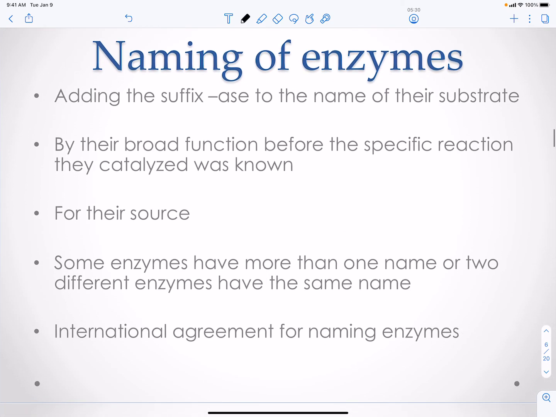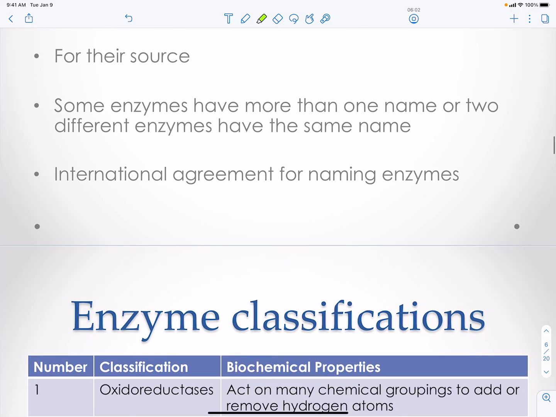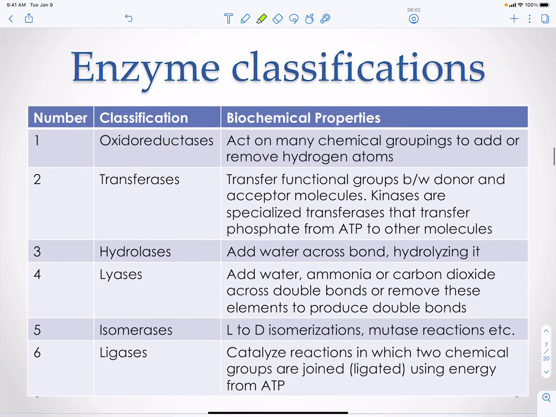So very briefly, when you name enzymes, you add an -ase to the name of the substrate. And typically, an enzyme was named for its function before the specific chemical reactions were known. And then they were named for the source of the reaction. And some enzymes ended up having multiple names. They were identified by different people and given multiple names. And in the literature, that got very confusing. So now there's currently an international agreement for naming enzymes. And we've already talked about this international agreement.